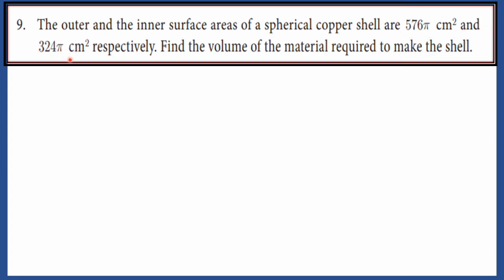9th sum. The outer and the inner surface areas of a spherical copper shell are 576 pi centimeter square and 324 pi centimeter square respectively. Find the volume of the material required to make the shell.